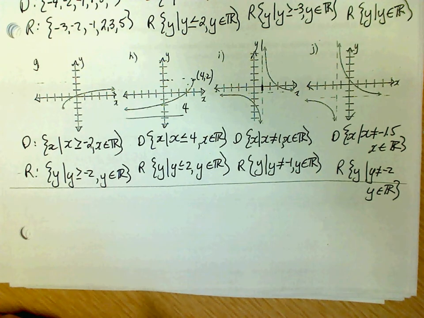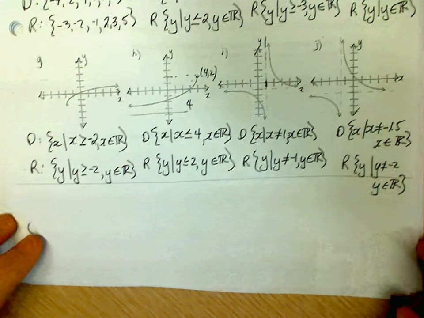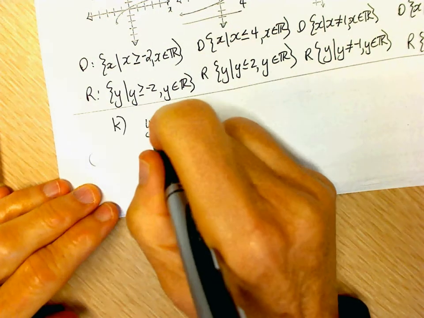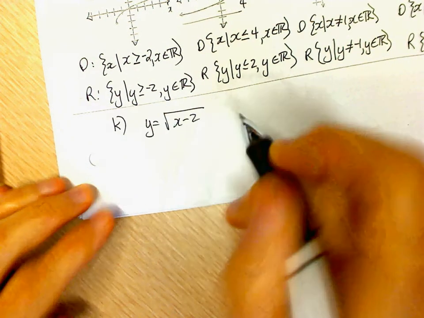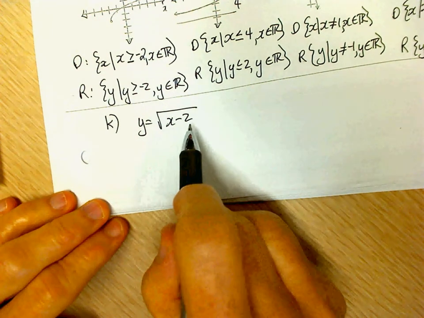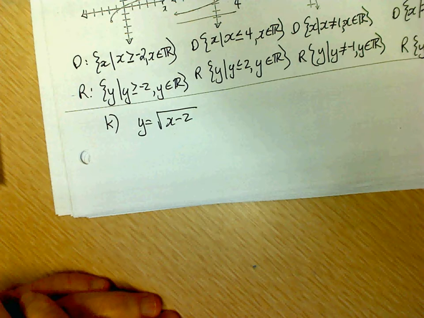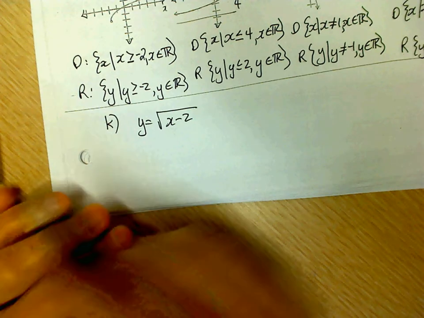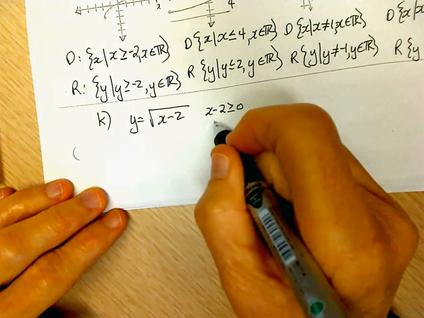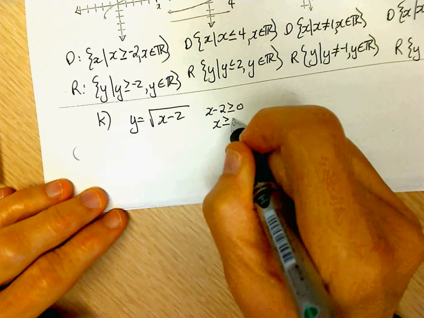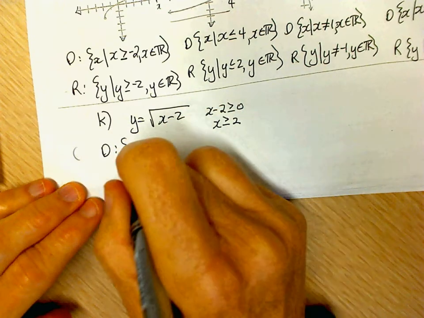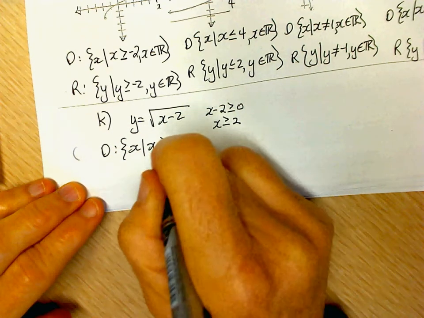I want to give you a few more examples. Y equals root x minus 2. What can you tell me? Can we take the square root of a negative? So you know x minus 2 has to be greater than or equal to 0. X has to be greater than or equal to 2. So our domain on this function is x such that x is greater than or equal to 2. X is an element of real numbers.